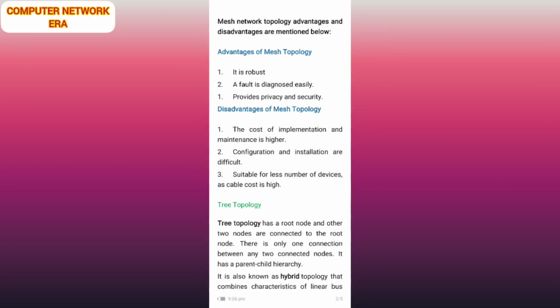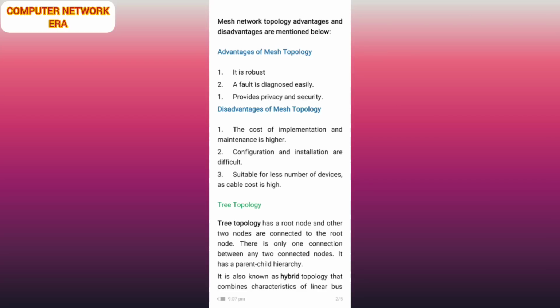The advantages: it is robust, faults are diagnosed easily, it is easy to troubleshoot, and it provides privacy and security. The disadvantages include that the cost of implementation and maintenance is high because it's a complex topology. Configuration and installation are difficult. It's only suitable for a small number of devices. We can't use it for a large network.